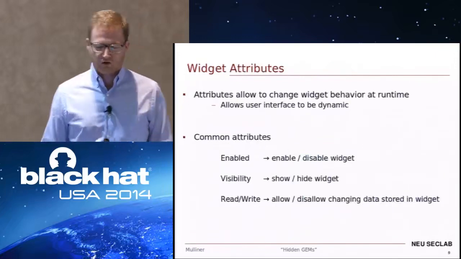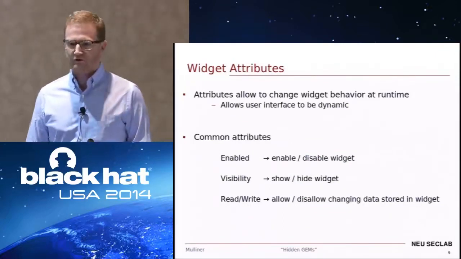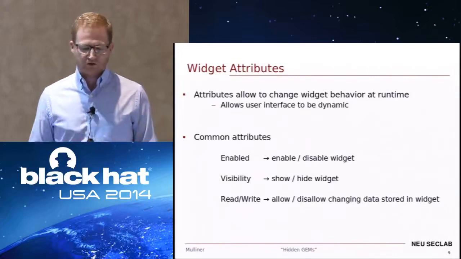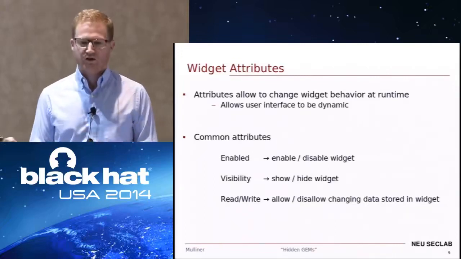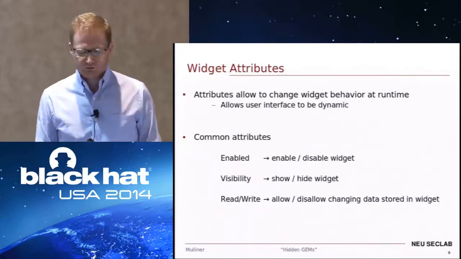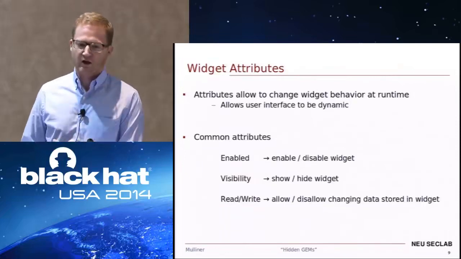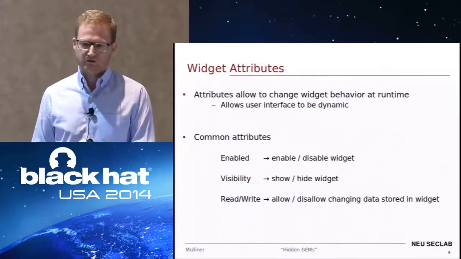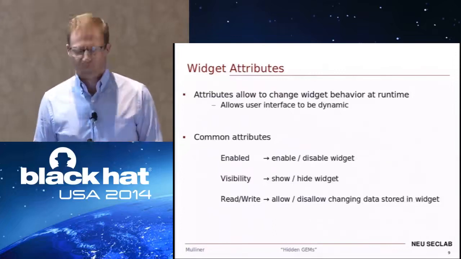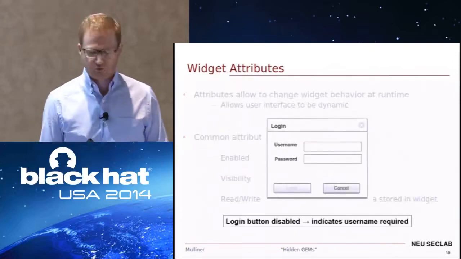All those widgets have attributes because you want to modify the behavior of a widget at runtime. You want to have a nice dynamic user interface. So three common attributes are: you can enable or disable a widget, you can hide it or show it, and you can change some properties. If it takes any kind of user data, you can say, okay, this element can only be used to view data, so the user can only look at stuff but not change it, or the user can also change it. And this is really built for making nice, smooth user interfaces.